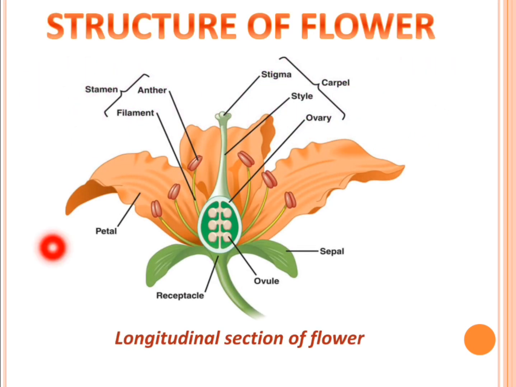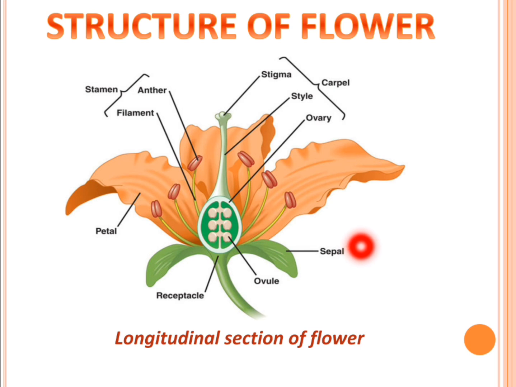This picture shows the longitudinal section of a flower. Flower is the main reproductive organ of angiospermic plants or flowering plants. It mainly consists of 4 whorls or parts. The outermost part or whorl of the flower is sepals, which is green in color.